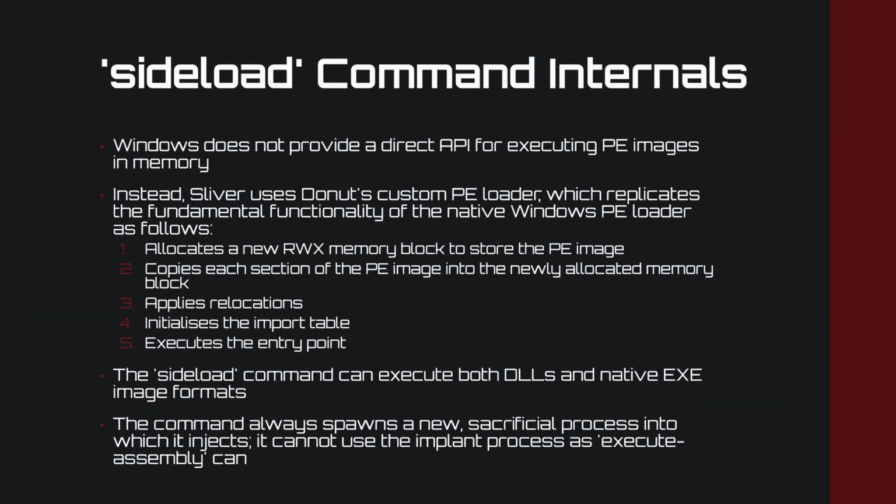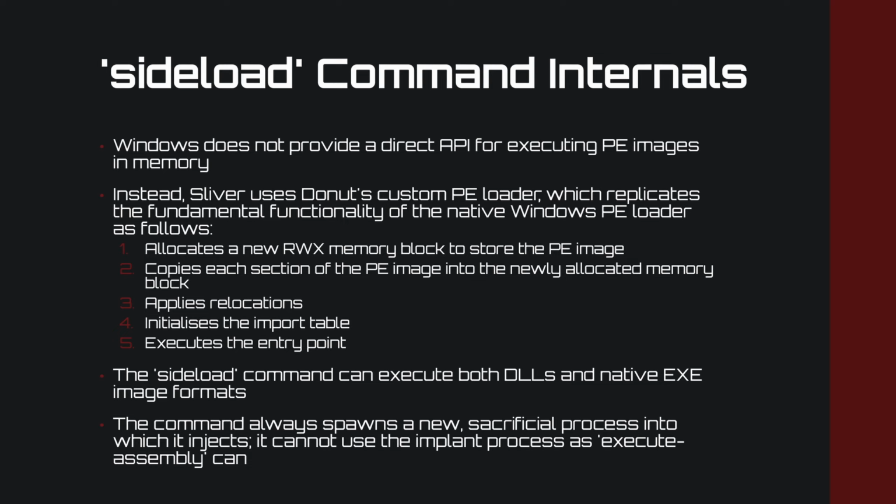In our previous video, we discussed the fundamentals of the CLR and how the execute assembly command leverages it to load and run an assembly. However, because unmanaged Windows images do not rely upon the CLR as managed assemblies do, this process cannot be used to launch them. Instead, to load and run a native Windows image, such as a DLL or EXE, the sideload command can be used. Now, from Sliver's perspective, the sideload and the execute assembly commands work in very similar ways.